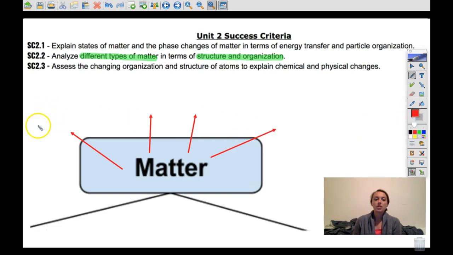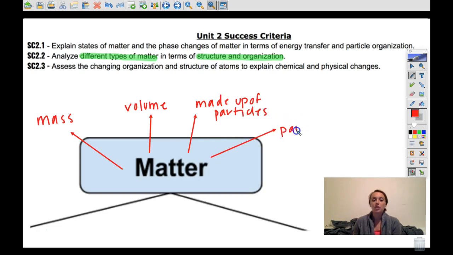The first is that it has mass. The second is that it has volume. The third is that it's made up of particles. And the last is that those particles are in constant motion.